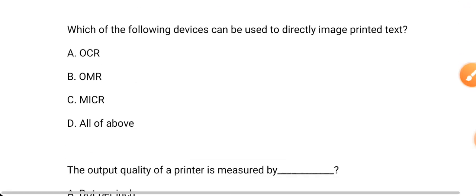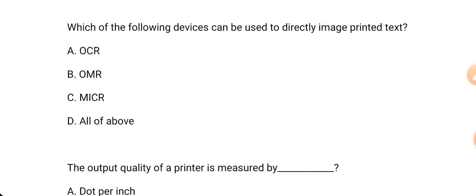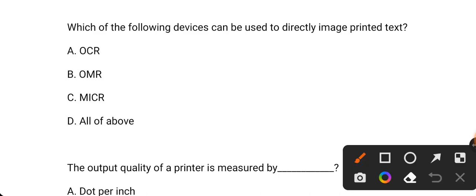Next question. Which of the following devices can be used to directly image printed text? Its answer is option A, OCR.